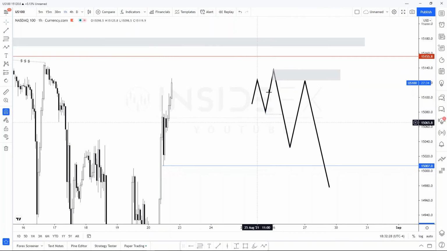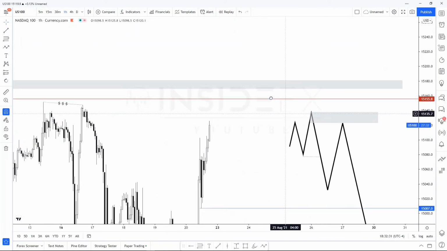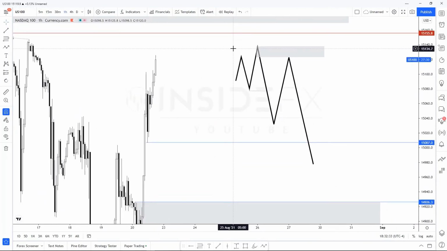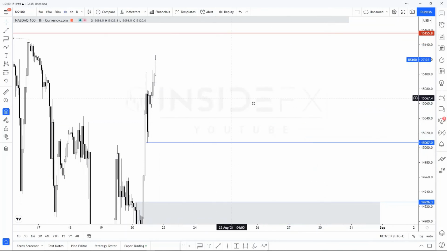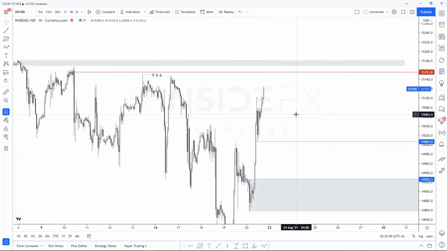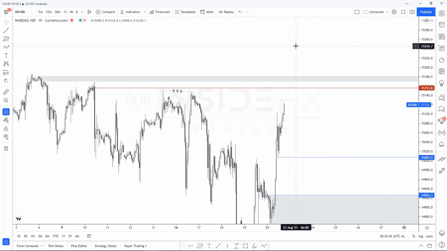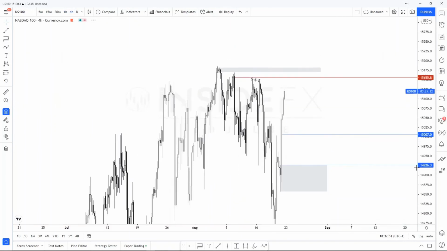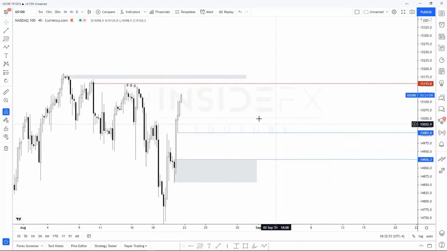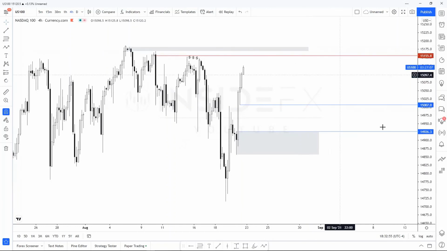Because if this does not happen, then I would rather wait for price to break through that and show willingness to head lower. So that's all that I see for now on Nasdaq, but I will update you guys in the Telegram channel. But yeah, that's all I see for now.